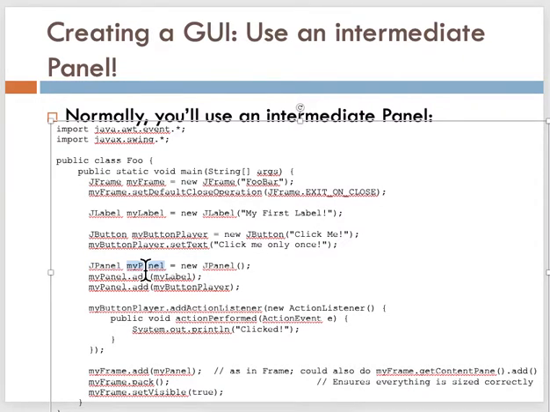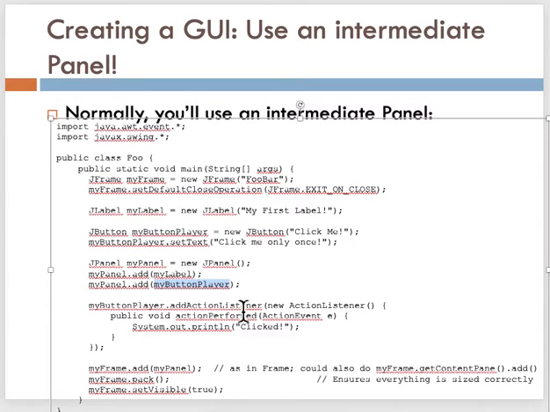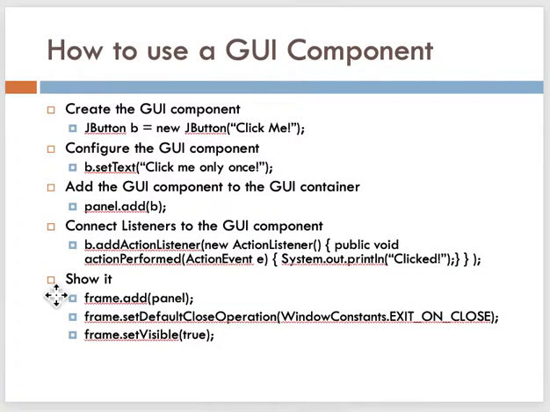So we create a new invisible window pane, a JPanel called myPanel, and we add the label and the button player to that panel. And then the rest of it is the same. This is still that anonymous object that we create. But in this case, what we add to the window frame itself is the panel that we created, that intermediate panel, not the individual components separately. We add the whole panel over here, pack it up, and set it to be visible.